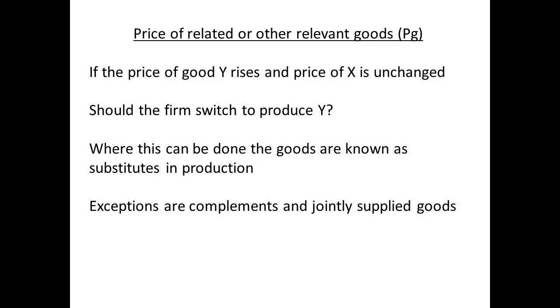If the price of related goods were to rise and X is unchanged, then we might expect sales of X to increase as it is substituted for Y by some consumers. However, will the firm producing Y now switch to producing X? What effect will this have on X? Is it possible to do this? A farmer may switch from growing beet to growing corn, but will have to wait until the next growing season.